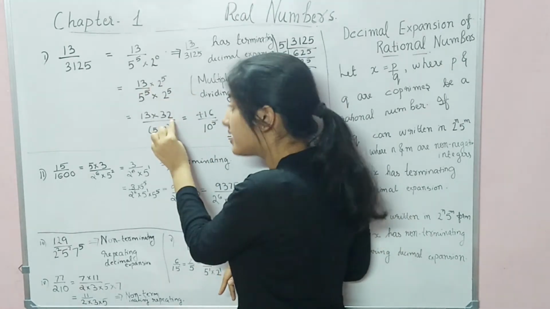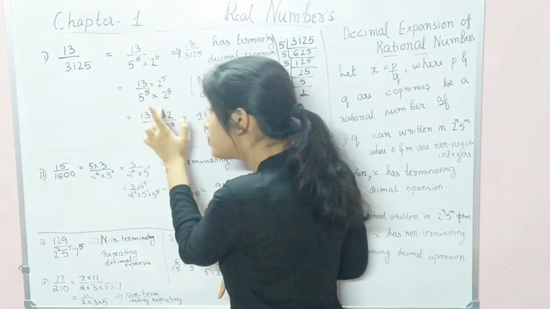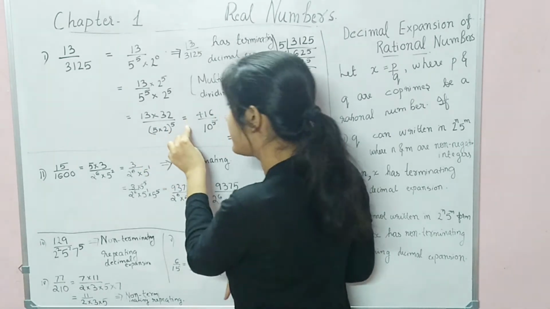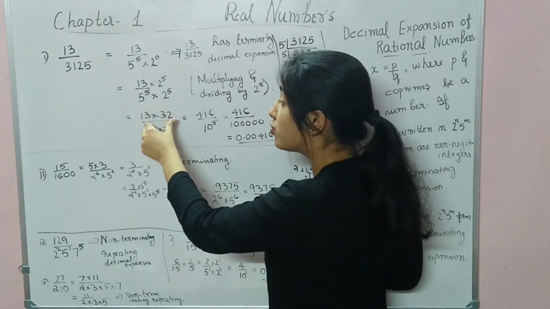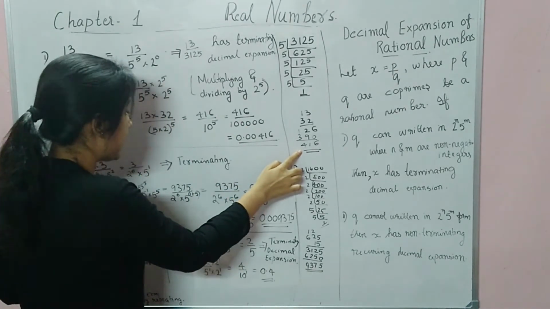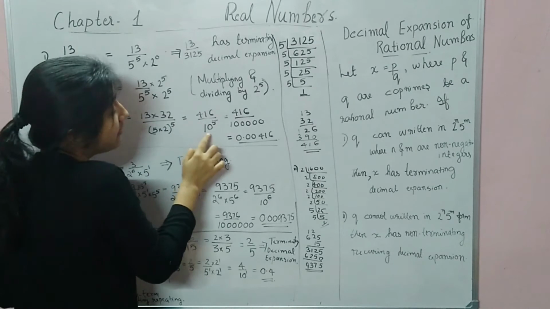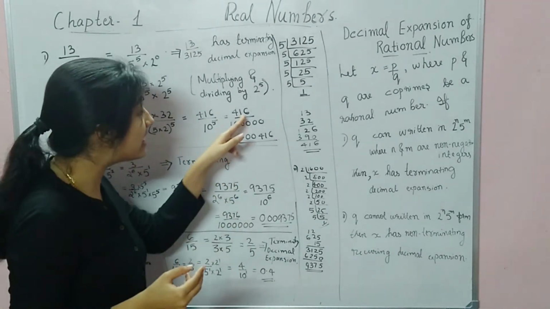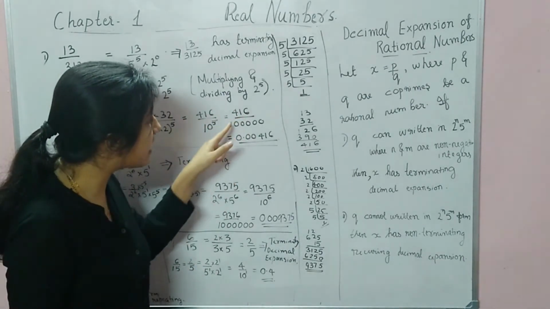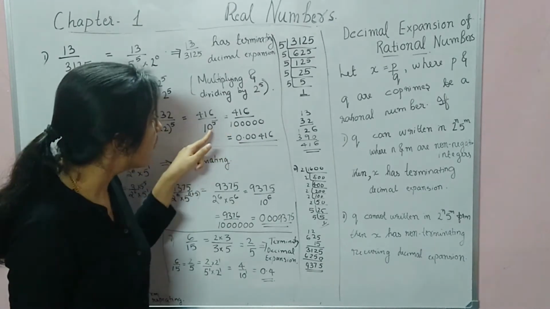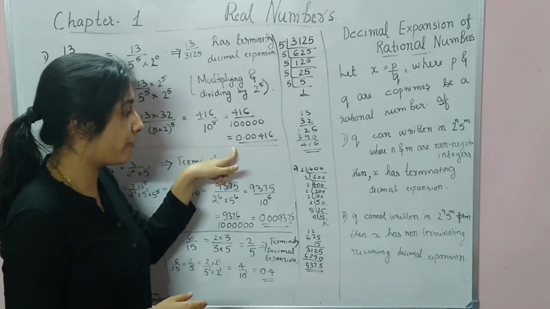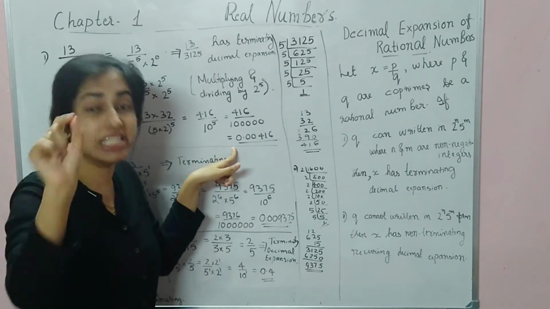2 raised to 5 is 32 and 5 raised to 5 into 2 raised to 5 is written as 5 into 2 the whole raised to 5. Now simplifying, when you do the multiplication you get 13 into 32 is 416 and 5 into 2 the whole raised to 5 is 10 raised to 5. You can easily write the decimal form of this number by moving decimal places. So 416 divided by 10 raised to 5 will be having 5 decimal places. So you have written this number in its decimal form without doing actual division.